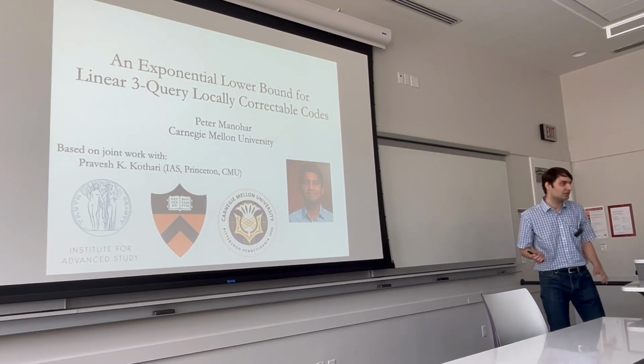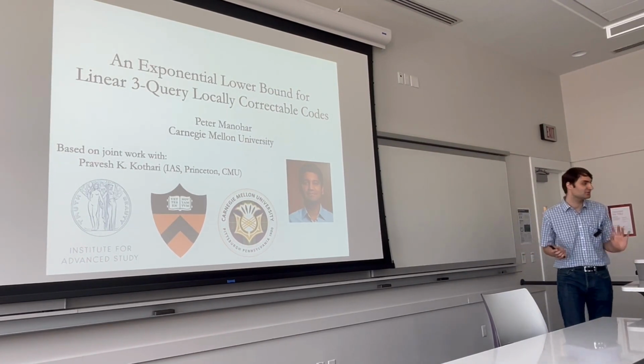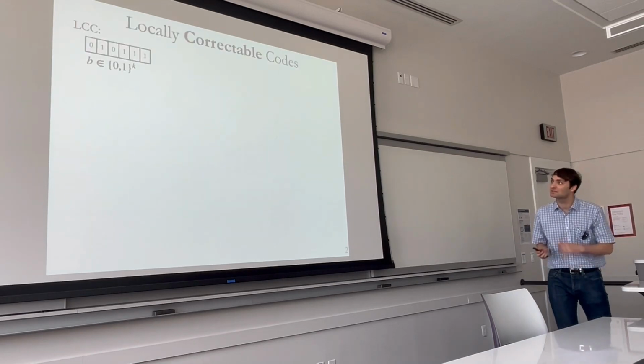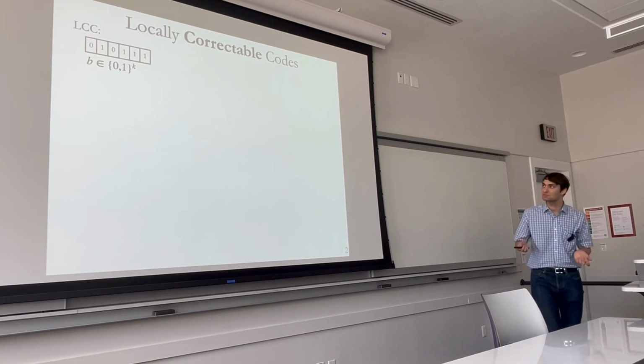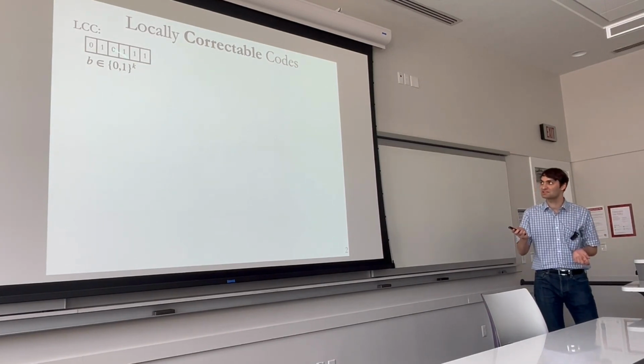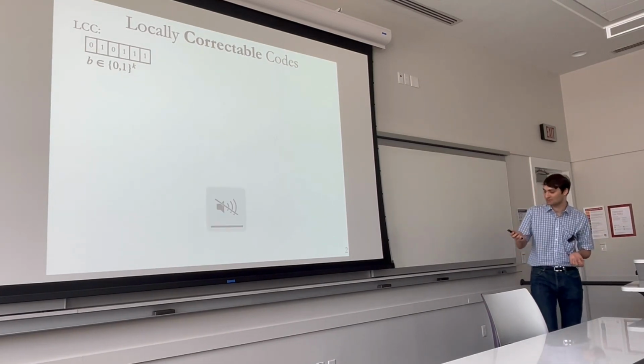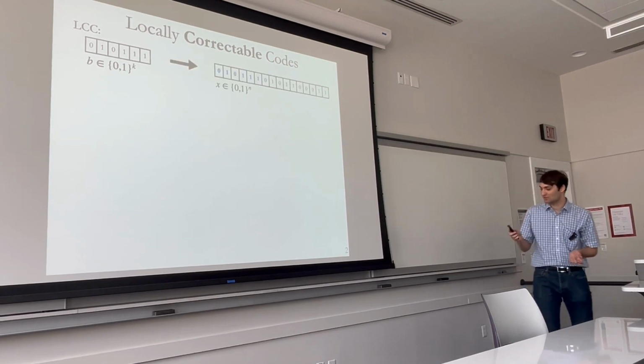Let me start off the talk by just defining locally correctable codes, because that's what this talk is about. A locally correctable code is a type of error correcting code, meaning it gives you a map that takes a k-bit message B and maps it into an n-bit string X.